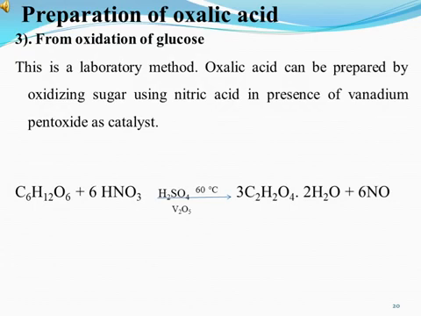As you can see in the equation, C6H12O6, a sugar, reacts with 6 molecules of hydrogen nitrate or nitric acid in the presence of sulfuric acid at 60 centigrade temperature with vanadium pentoxide catalyst to produce oxalic acid dihydrate with 6 molecules of nitric oxide.